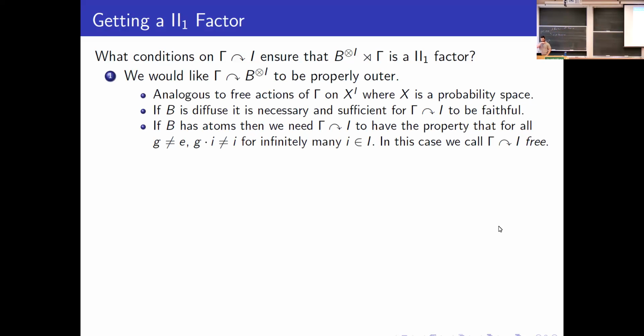Okay, so first, you want the action to be properly outer on the space. So B to the I, I'm going to call this the spatial part of the cross product. And then L gamma lives inside the cross product as well. That's going to be the group-like part. So you're almost always in the cross product doing something either very group-like or very space-like. Anyway, I want the action to be properly outer. So really I'm asking for the group to act freely in the ergodic theory sense.